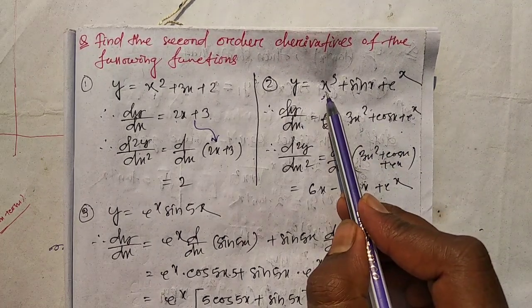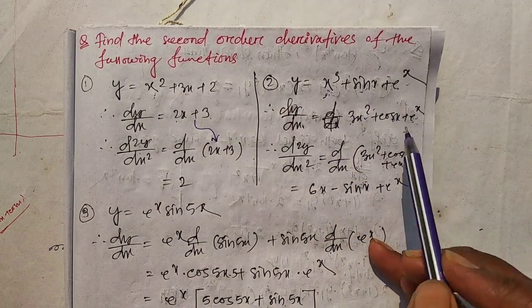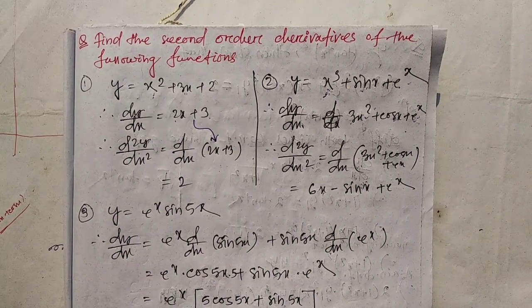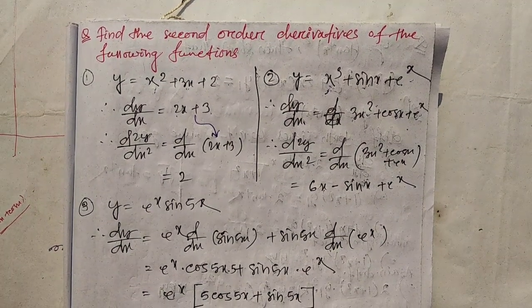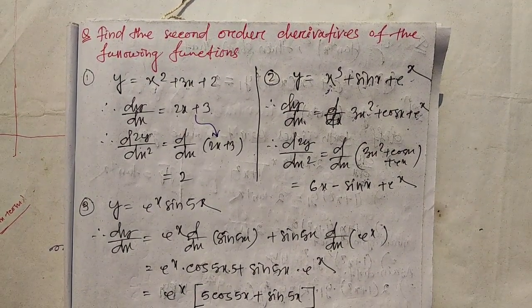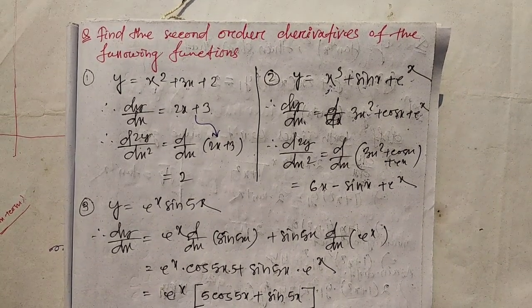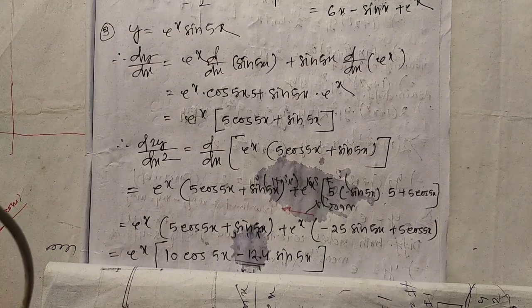Derivative of x cube is 3x square. Derivative of sin x is cos x and e to the power x is e to the power x. In order to obtain the second derivative, just differentiate the first derivative with respect to x. Then the derivative of 3x square will be 6x, the derivative of cos x will be minus sin x, and the derivative of e to the power x will be e to the power x. Getting?